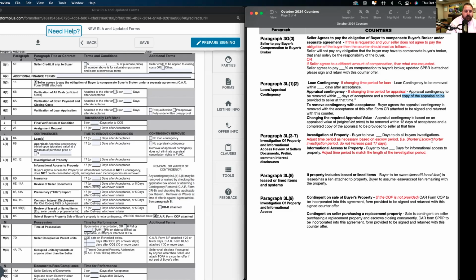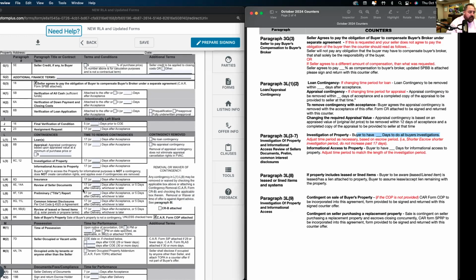It's the same, right? Buyer to have 17 days to do all investigations, or you can list them out. Now, for example, insurance, I wouldn't shorten that. We all know the issues with the insurance. Give them as much time as they need for that insurance. I mean, give them the 17 days. There's no need to shorten it. It's going to be harder on them. Again, we want to close. Leave it at the 17 days.